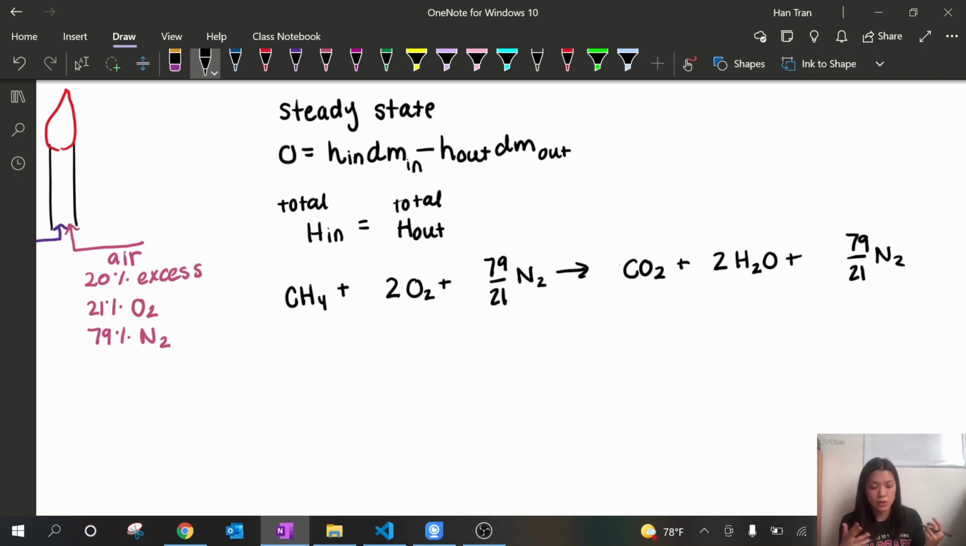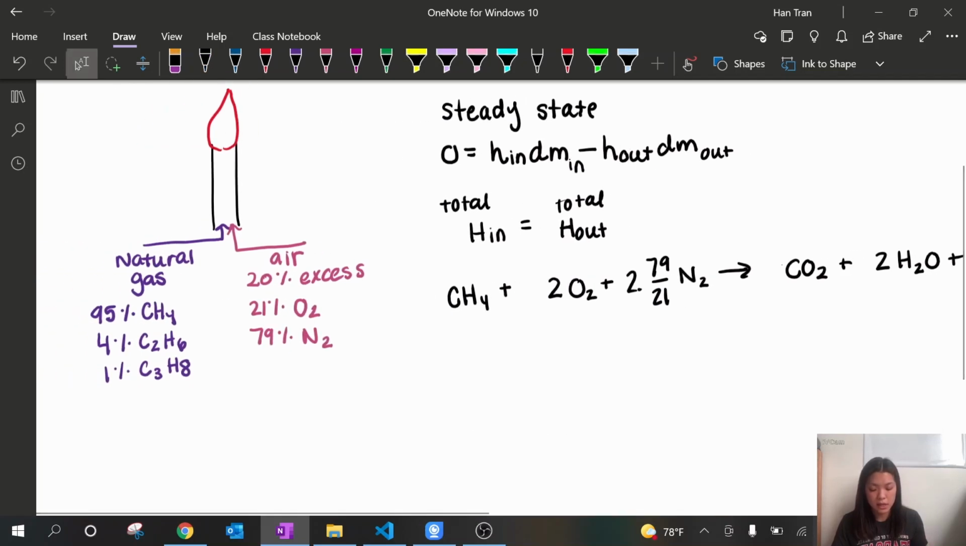And so since now there's 2 moles of oxygen, we have to have 2 moles of the nitrogen. And again, nitrogen does not react, so whatever goes in comes out. And so there will be 2 on the right side as well. And so that is our equation for the methane.